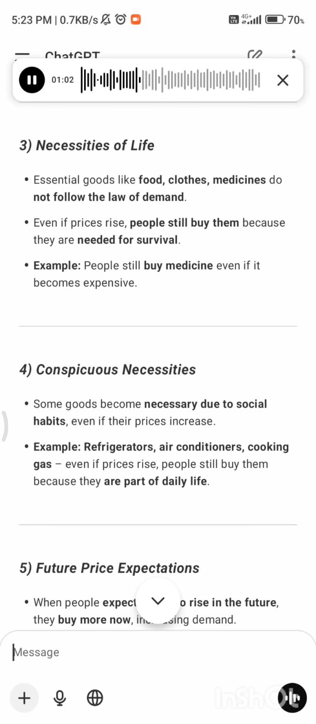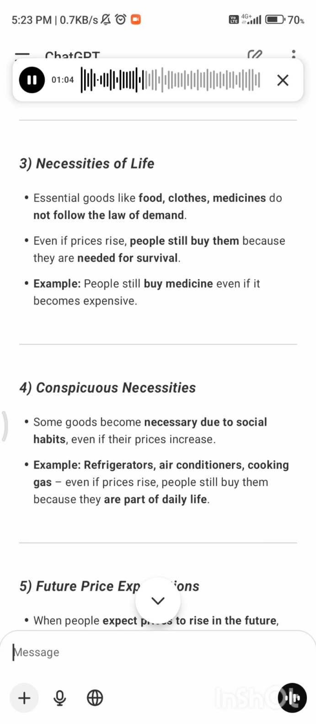3. Necessities of life. Essential goods like food, clothes, medicines do not follow the law of demand. Even if prices rise, people still buy them because they are needed for survival. Example, people still buy medicine even if it becomes expensive.